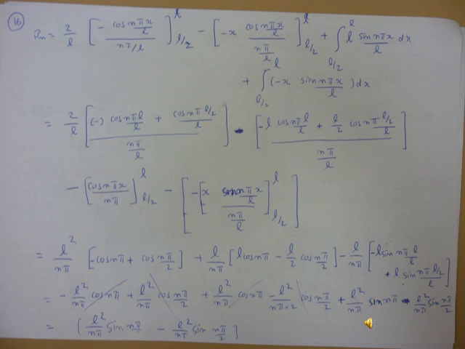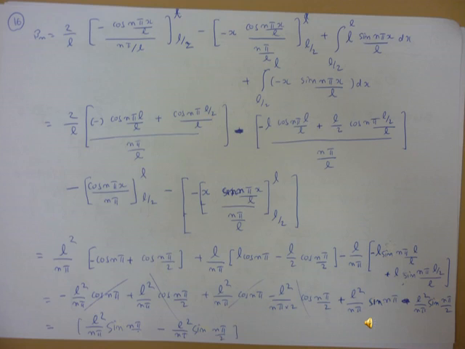So that will be minus cos(nπh/L) divided by nπ/L, with the lower limit L/2 and the upper limit L, minus h sin(nπh/L) divided by nπ/L, with the lower limit L/2 and the upper limit L. So we substitute the upper and lower limits, and what you get is L²/nπ multiplied by minus cos(nπ) plus cos(nπ/2), plus L/nπ, so L cos(nπ) minus L/2 cos(nπ/2), minus L/nπ, minus L sin(nπ) plus L sin(nπ/2).